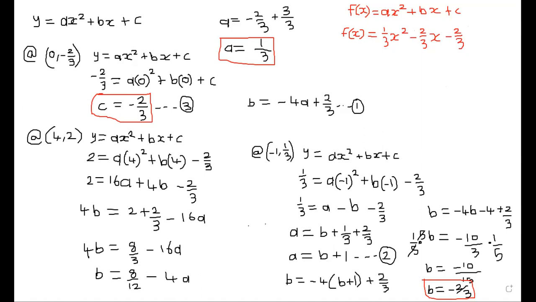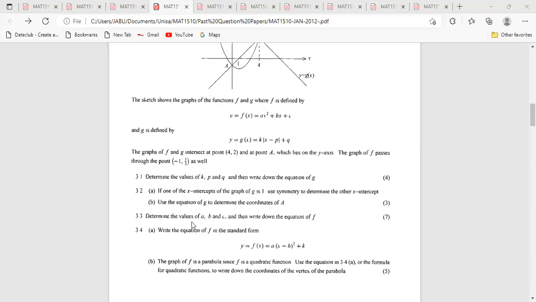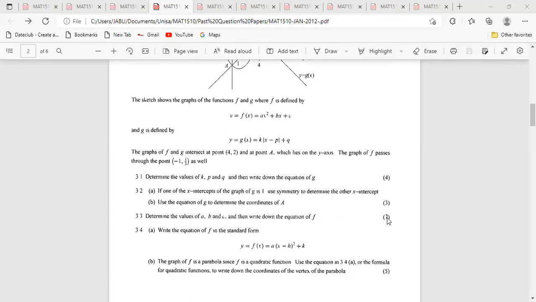All right. Let's see what the question was asking us. We are doing 3.3. Determine the values of a, b, and c. We've done that. And then write down the equation of f. Yes. So we've done that. And then it's 7 marks. All right. So now on the next video, we're going to continue into question 3.4. Sharp, sharp.